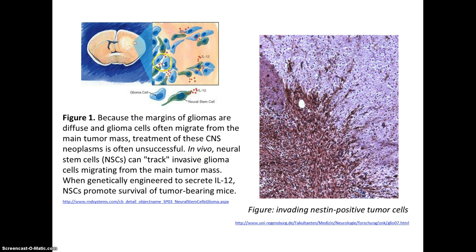So we are picturing the migration now away from the primary site, and you can see the text here. In vivo, the neural stem cells can track invasive glioma cells migrating from the main tumor. So there's more and more information becoming available, but to bring it back to what we're interested in, the nestin-positive cells are invading the normal tissue. So here we see the tumor, similar to what we have here, and the nestin staining is revealing that. So our nestin staining is very likely to be associated with the migrating cells.